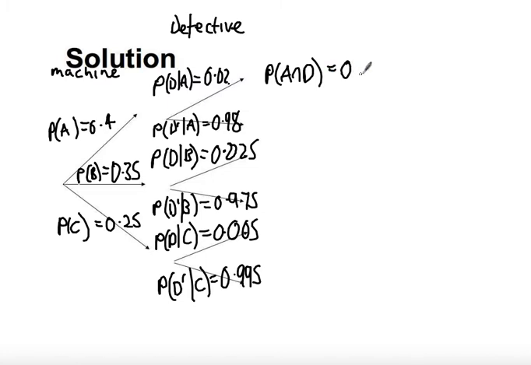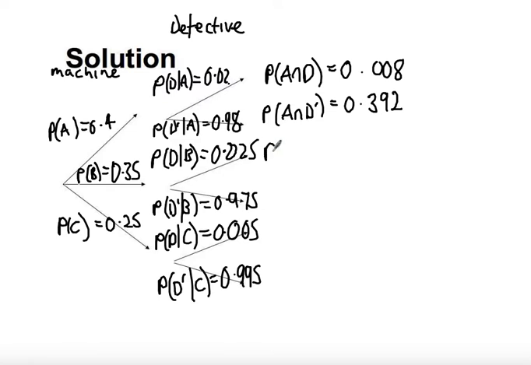So the probability of it being from A and defective will be 0.008. The probability of A and not defective is going to be 0.392. Let's just rub that out a second. So 0.392.